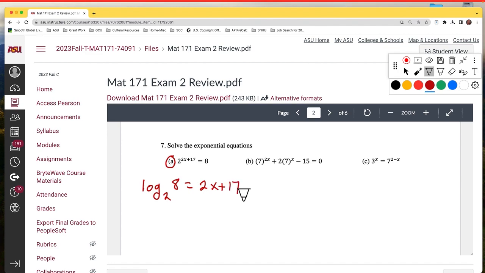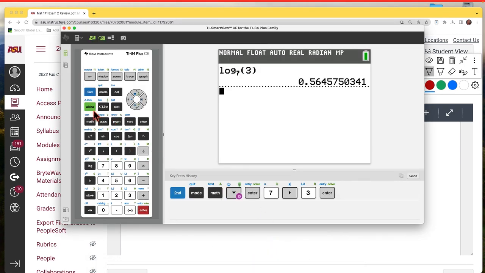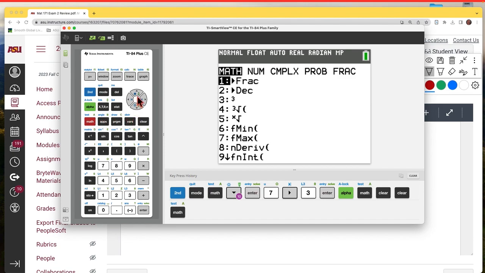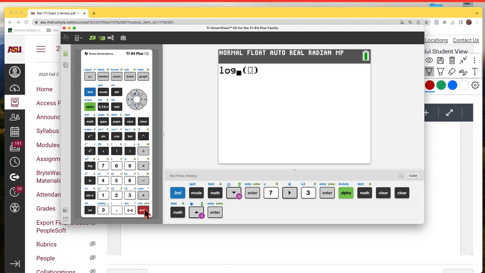I would check to see if log base 2 of 8 is a good number, and it is, because 8 is 2 to the third power. So you're going to see log base 2 of 8 is equal to 3. And if you weren't sure, just pull up your calculator. We go to math, clear, math, and go to log base. I was told by a student if you go up arrow, you get there quicker. Come from the bottom side, and we'll do log base 2 of 8. We're going to see that's equal to 3.